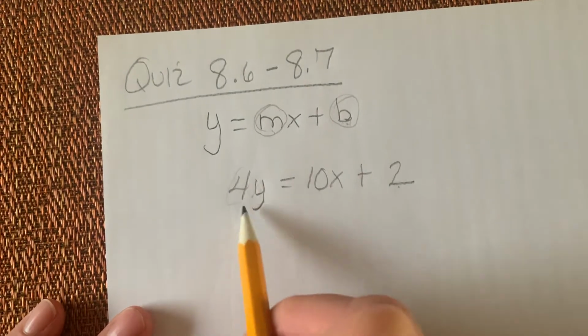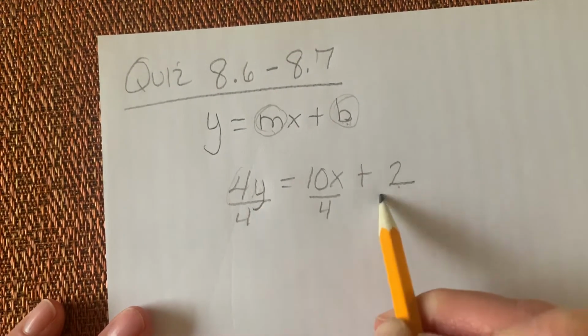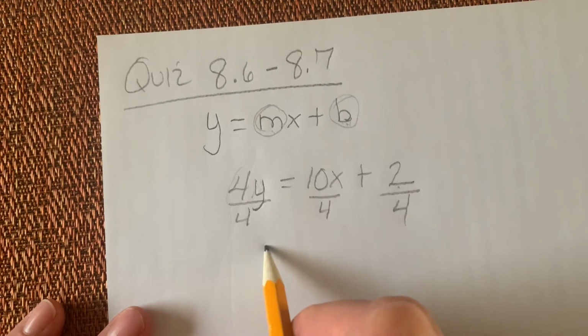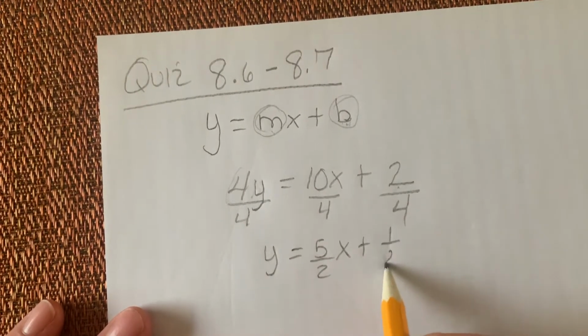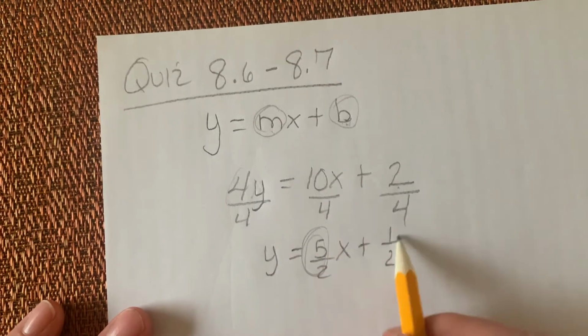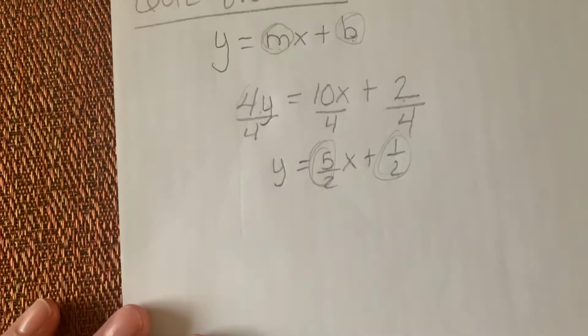That means you need to get rid of that 4, that capital B, by dividing everything. So y becomes 5/2 x plus 1/2. Notice I simplified. Now I have slope and now I have y-intercept.